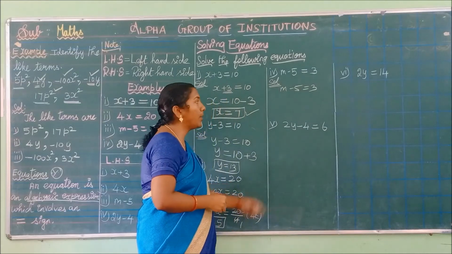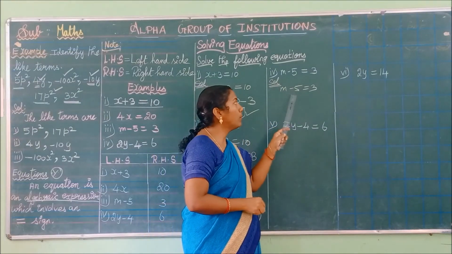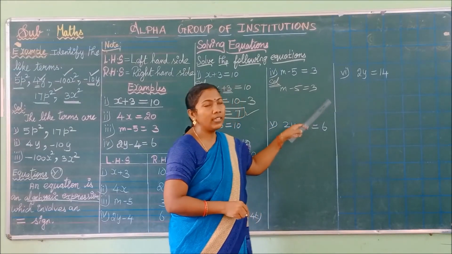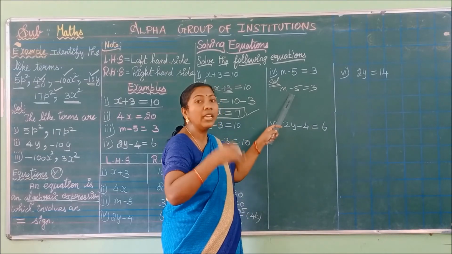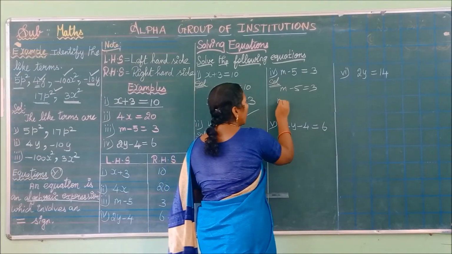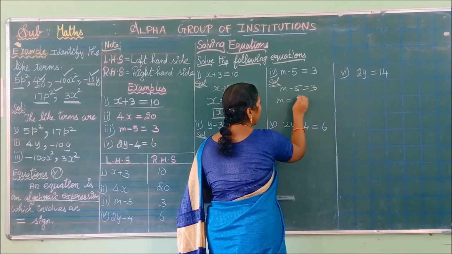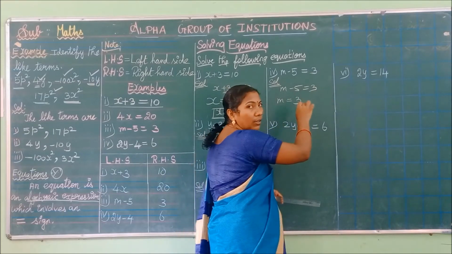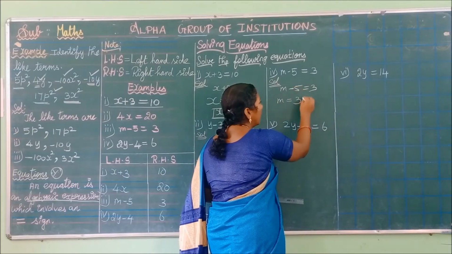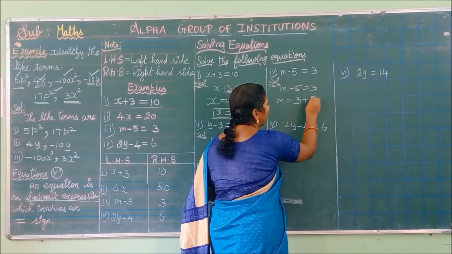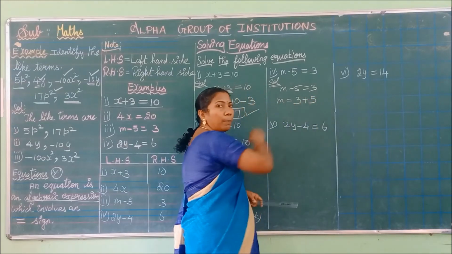We have to bring this minus 5 from left hand side to right hand side. So its operation should be reversed. So m equal to, you have to write the 3 first and then you have to write the 5. So here we have the minus. So it is reversed as plus. So m equal to 3 plus 5.